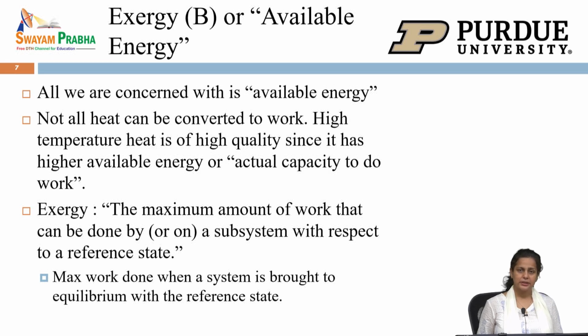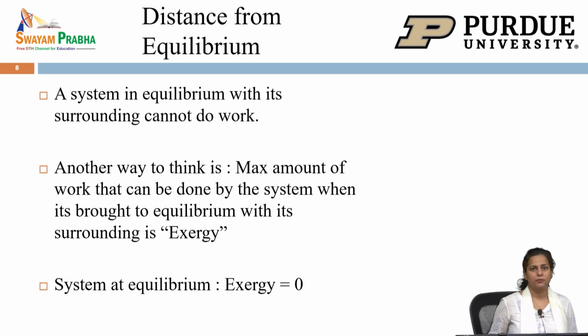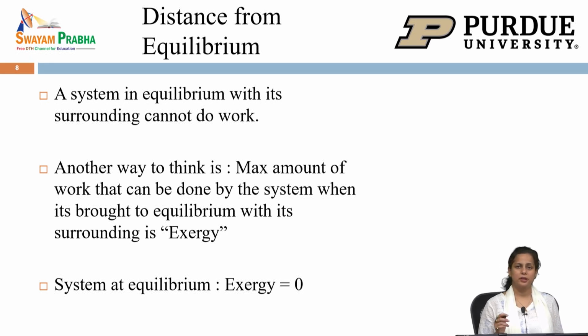That gives us an idea that if you have different flows in a process, then what is the quality of work done or quality of product that can be made using those flows. Distance from equilibrium is another important concept, because we are thinking of putting the system in equilibrium with some reference. If a system is in equilibrium with the reference system or surroundings, it cannot do work. So, in that case, of course, your exergy will be 0, because we cannot extract any work from that particular stream. Another way to think about it is that the maximum amount of work that can be done by the system when it is brought to equilibrium with its surroundings is exergy, and when the system is at equilibrium, your exergy is equal to 0.